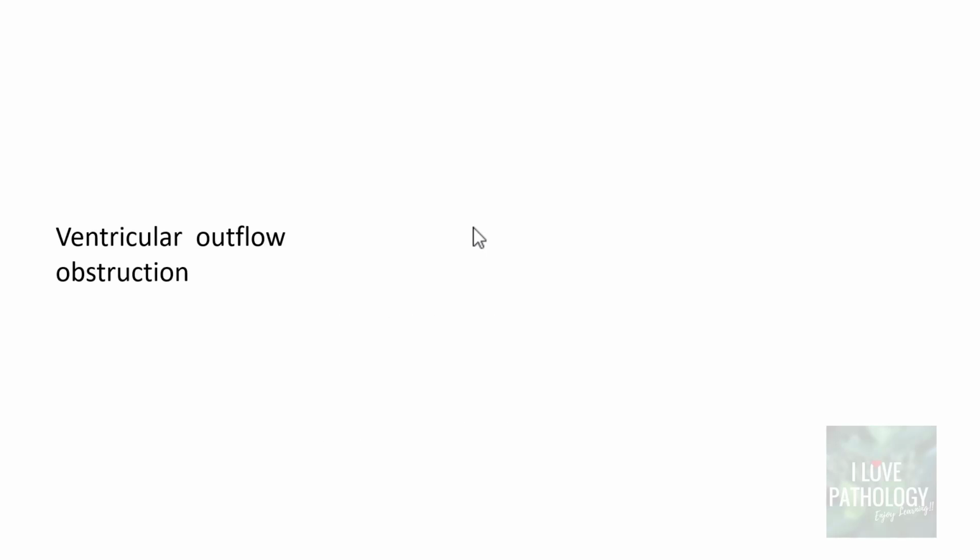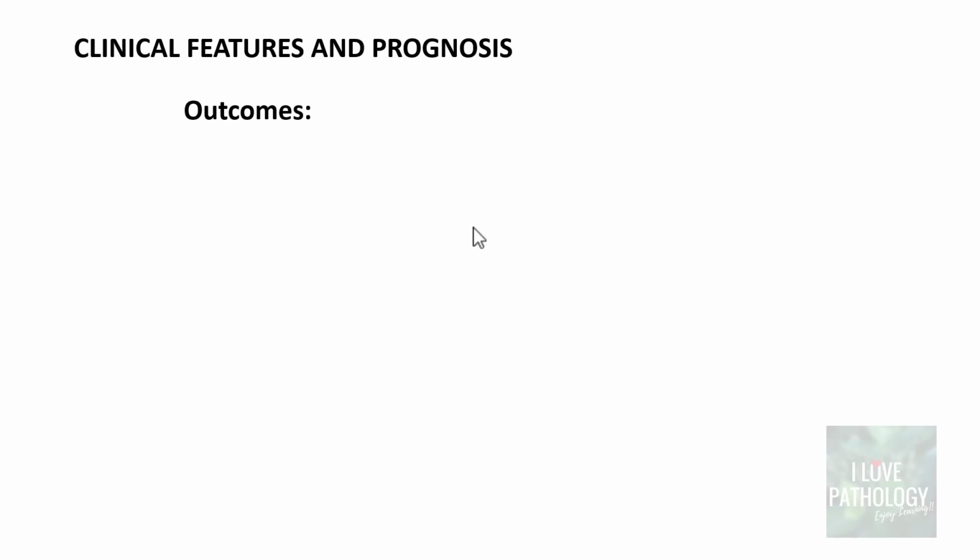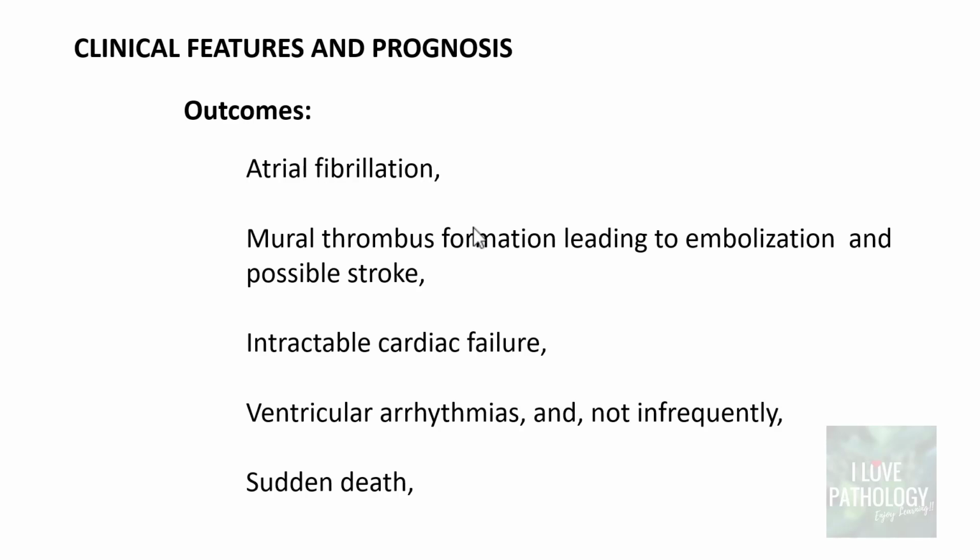So ventricular outflow obstruction can result in harsh systolic ejection murmur on auscultation. That's because of ventricular outflow obstruction. See, the outcome can be either the patient can go in for atrial fibrillation. There can be mural thrombus formation, which can lead to embolization, and because of embolization, the patient also might have stroke. Patient can manifest with intractable cardiac failure, can present with ventricular arrhythmias, and not infrequently sudden cardiac death.